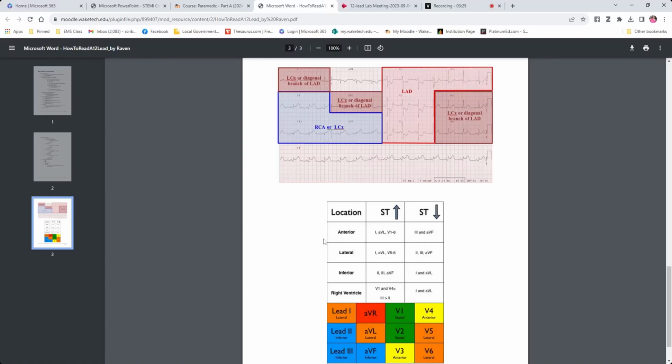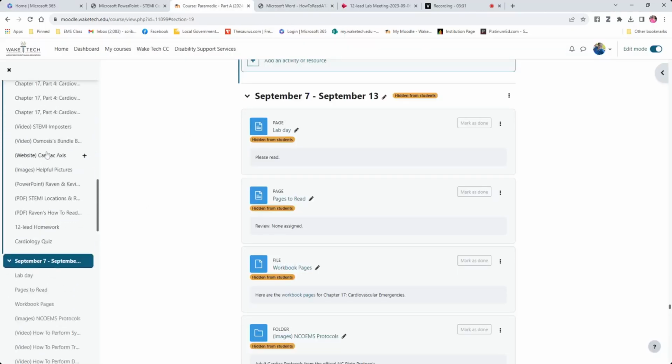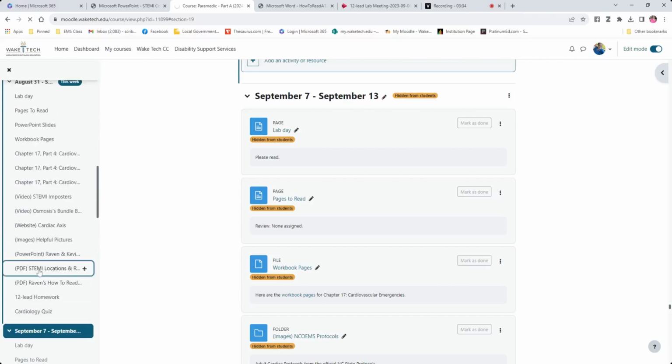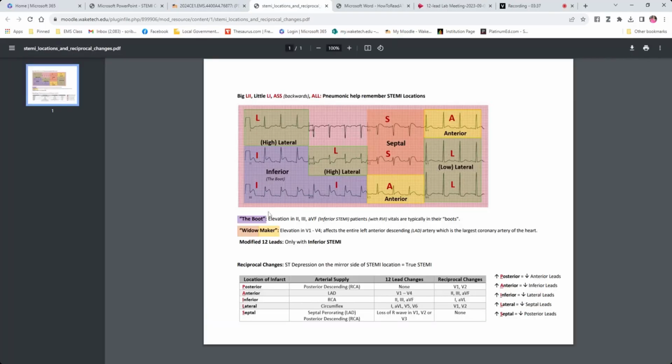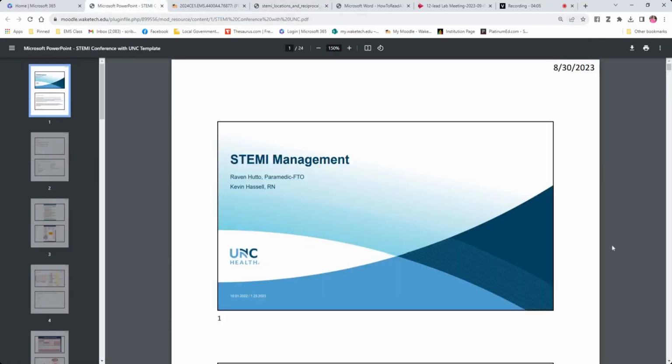There's also another thing that I posted in Moodle for reciprocal changes, and that is located right here. It shows you the reciprocal changes. Reciprocal changes are the mirror of the other side of the STEMI. We are in such a short time crunch when it comes to getting through 12 leads and cardiology that I am not going to focus on reciprocal changes. But if you are curious about them, here they are. They're listed there.